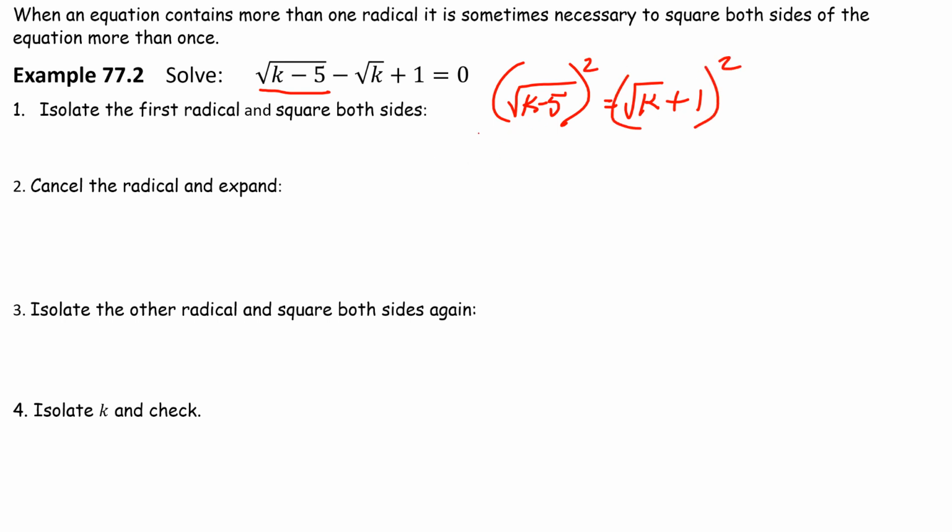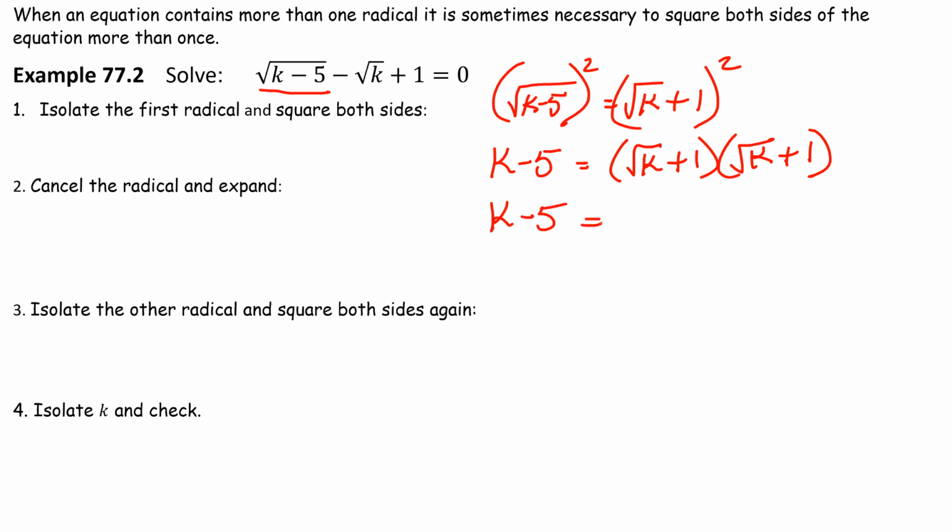So the left side, that square root's going to cancel, and we'll have k minus 5. On the right side, be careful that you don't think this is equal to the square root of k squared plus 1 squared. It is not. It's equal to the square root of k plus 1 times the square root of k plus 1. And you have to multiply that out.